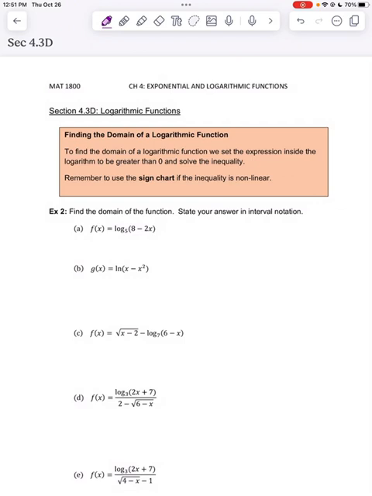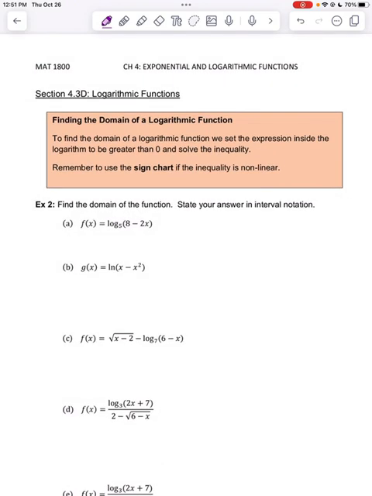And now we are going to look at how to find the domains of the functions which involve the logarithmic function. So this topic or this concept should not be new, because we have done problems like this in chapter 2. But anyhow, to find the domain of a logarithmic function, we set the expression inside the logarithm to be greater than 0 and solve the inequality. Remember to use the sign chart if the inequality is non-linear.